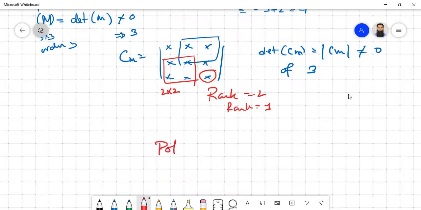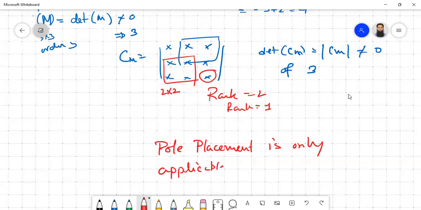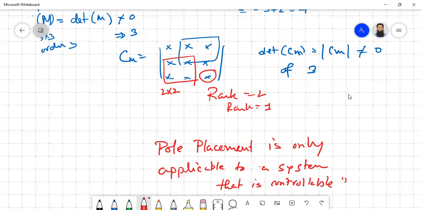So pole placement is only applicable to a system that is controllable. So checking by inspection or by using the controllability matrix, this is the conclusion.